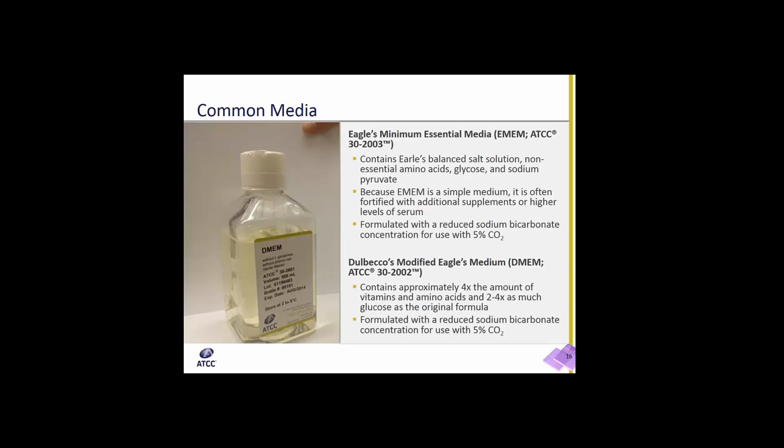Here are examples of common media: Eagle's Minimal Essential Medium, EMEM, and Dulbecco's Modified Eagle's Medium, which is the DMEM. Be particularly cautious when you're working with a new cell line, as media formulations vary among suppliers, even for media with similar or identical names. We suggest reading descriptions, formulations, and labels carefully to ensure that the appropriate medium is used, or the cell line may be inadvertently adapted to the new medium. All ATCC cell lines come with information on their growth medium, and in most cases, the recommended medium and serum can also be purchased from the ATCC catalog.